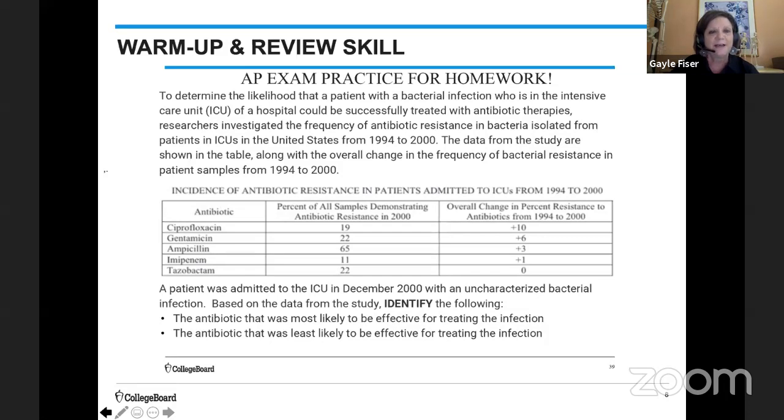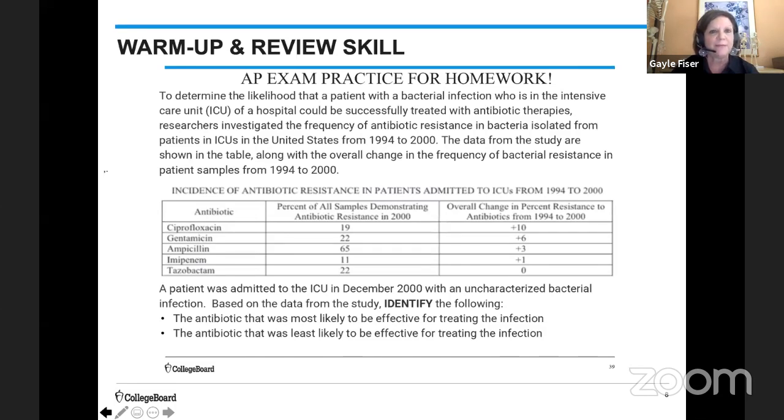Okay, incidence of antibiotic resistance in patients admitted to ICU from 1994 to 2000. We have a list of antibiotics: ciprofloxacin, gentamicin, ampicillin, imipenem, tazobactam, and we have the percent of all samples demonstrating antibiotic resistance in 2000, and then an overall change in percent resistance to antibiotics from 1994 to 2000.